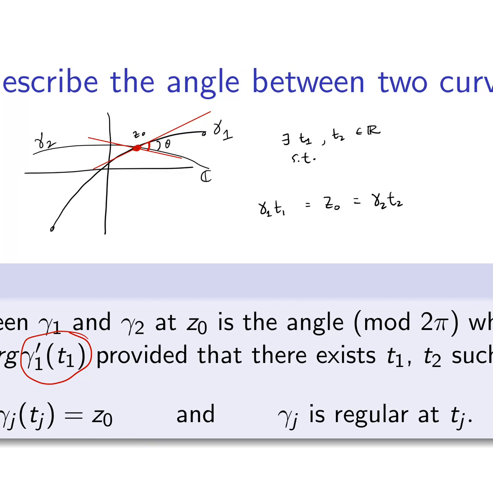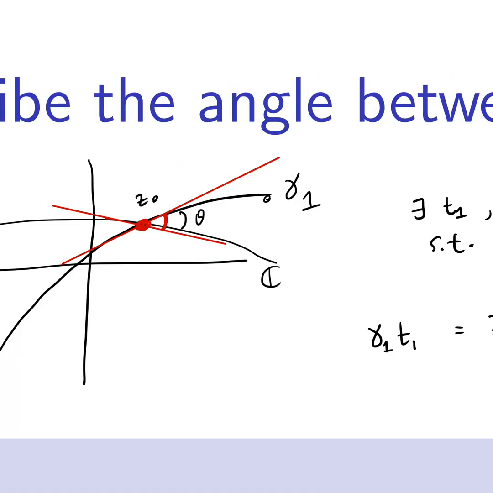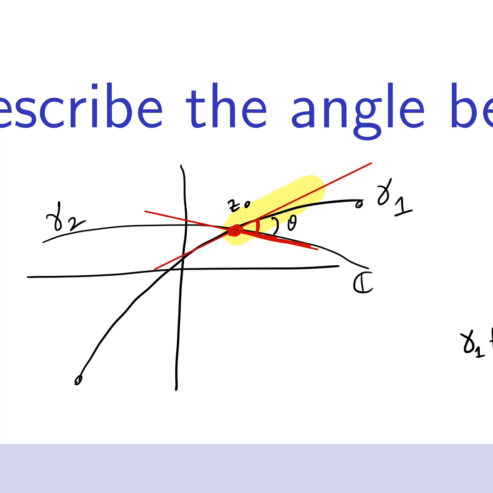Now, do you remember when we were talking about multiplying numbers, and we said that the argument of Z1 times Z2 is the argument of Z1 plus the argument of Z2? Do you remember that? So this was when we were first working with polar coordinates. And so we said that when you're multiplying complex numbers, you are adding the angles, right? So this theta is seen to be the amount that you need to add to this angle here to result in this angle here, right? So you're asking how much do you need to add in terms of angles to get from the derivative of gamma 2 at T2 to the derivative of gamma 1 at T1.